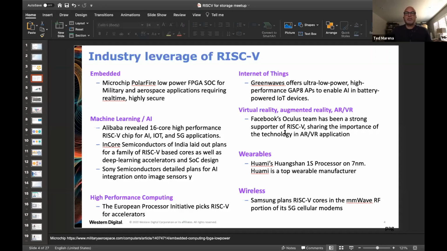Facebook's Oculus is doing some RISC-V and embedded applications for their parts. Huami is a company that makes a number of wearables. They have used RISC-V. And also back in December, Samsung did a keynote at the summit, and they announced that they were using RISC-V in some of their 5G infrastructure. So I wanted to show a smattering of what is really out there.